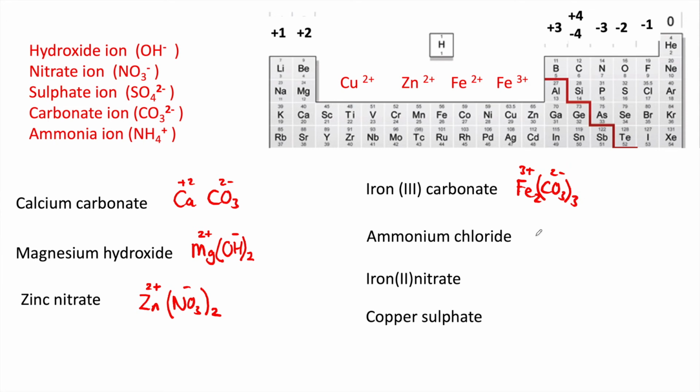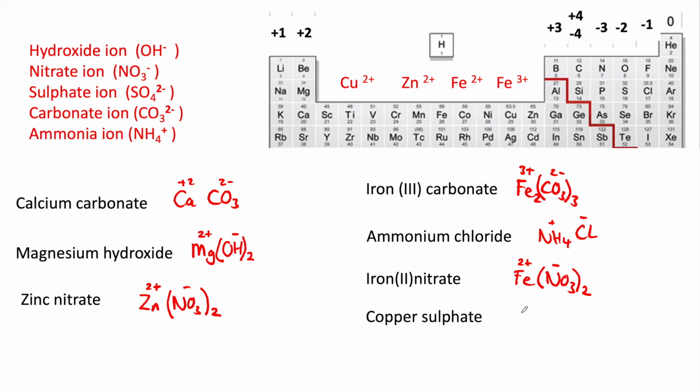What about ammonium chloride? Well, ammonium is NH4, and that's a + ion, and chlorine is a - ion, so that's balanced. So that is ammonium chloride. Iron 2 nitrate. Again, this time we've got a 2+ ion. We've got nitrate is NO3, and I put a minus there. It's a - ion. So again, iron needs to lose 2 electrons, and nitrate will only take 1 of them. So we need 2 nitrate ions to remove both of the electrons from iron.